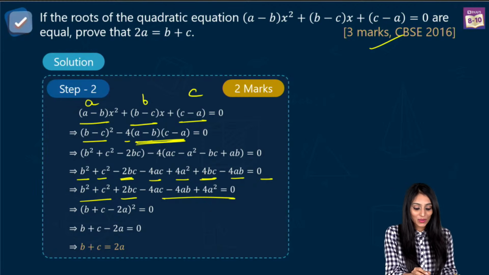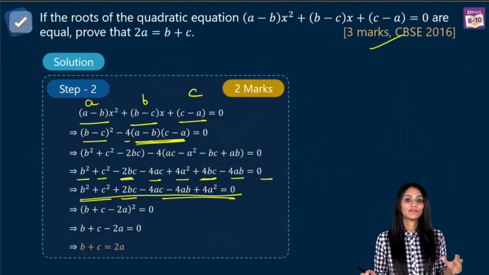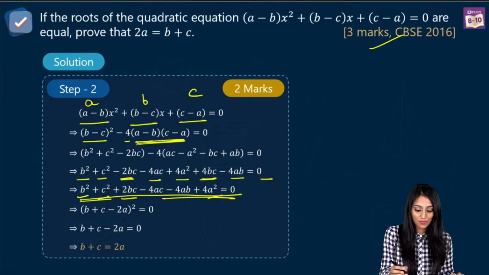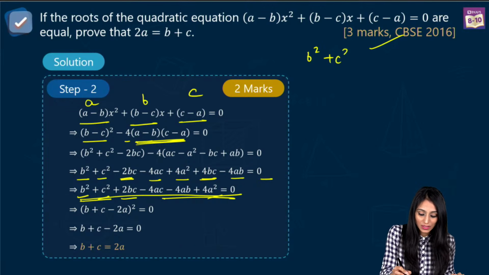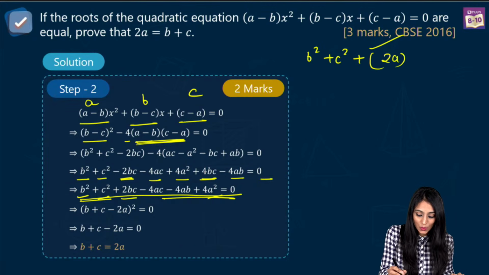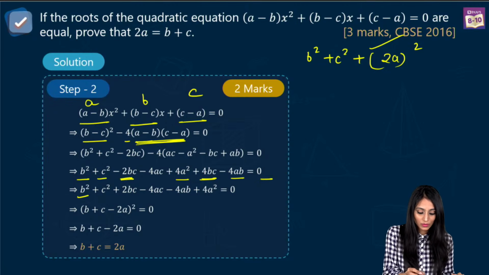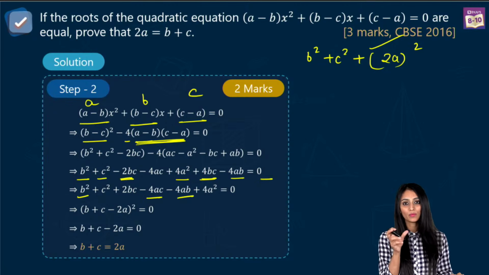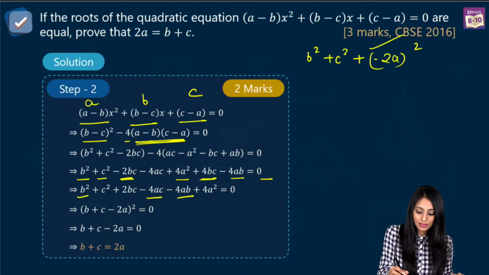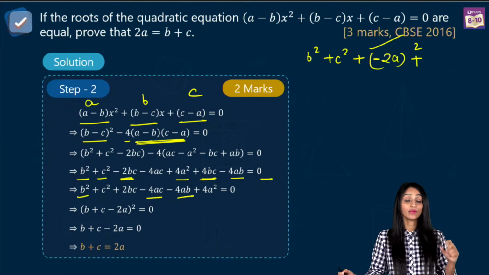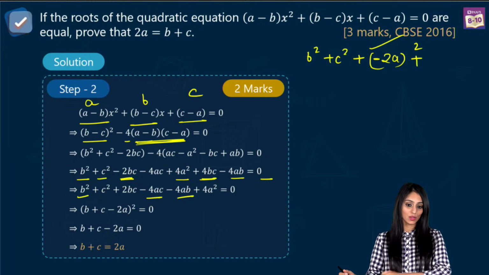So now you have to identify here. Here an identity is formed. This is b square, this is c square, this is 4a square. Can I write this as b square plus c square plus 2a whole square? Now here we can see negative signs with 4ac and 4ab. What is common in both of them? That's a. So definitely this term is negative, right? Now you can use the identity. Remember, you have done this identity in grade 9th, (a plus b plus c) whole square.